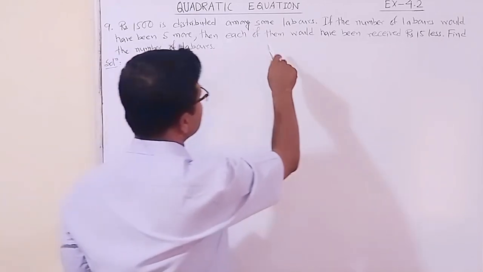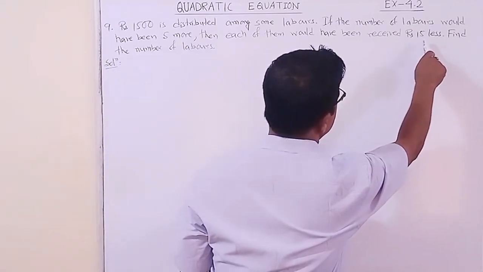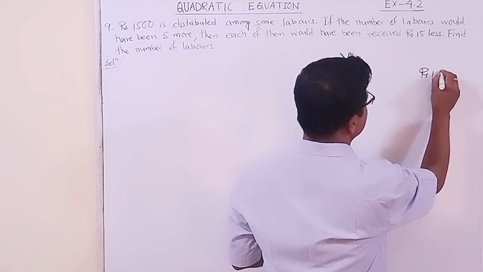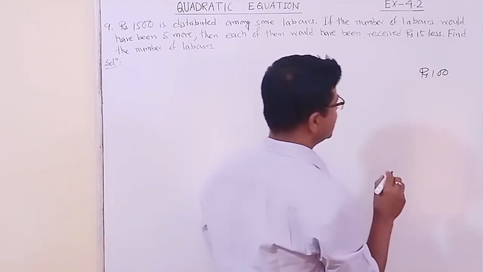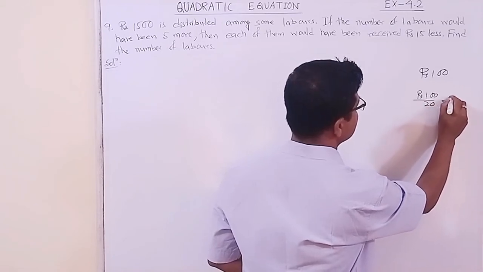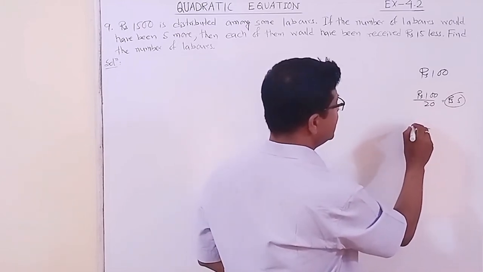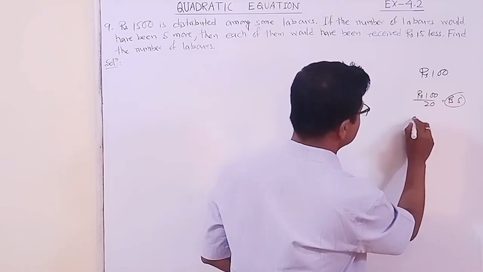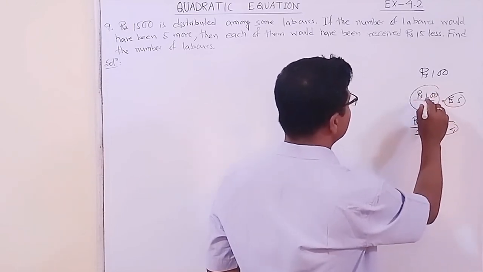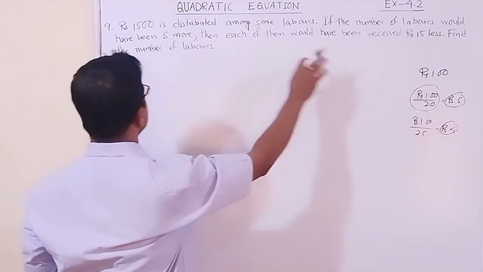Rupees 1500 is distributed among some laborers. If the number of laborers had been 5 more, then each of them would have received rupees 15 less. Find the number of laborers. Suppose we take an easy example. There is 100 rupees and there are 20 persons. How much will one person get? 100 by 20, 5. Now another example, if there are 5 more persons, that is 25, how much will each get? We divide, rupees 4. Our attention is not here, our attention is here. How do we find how much each person will get? Total amount divided by number of persons. Here the question is similar, find the number of laborers.